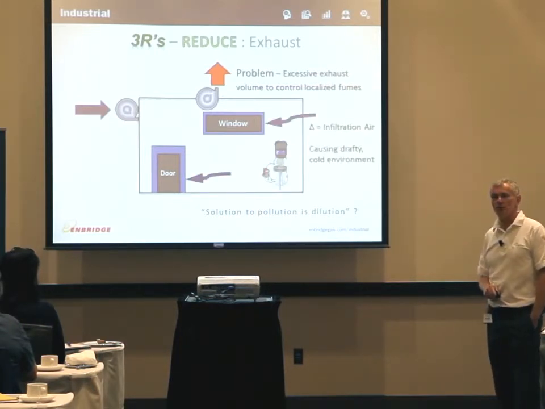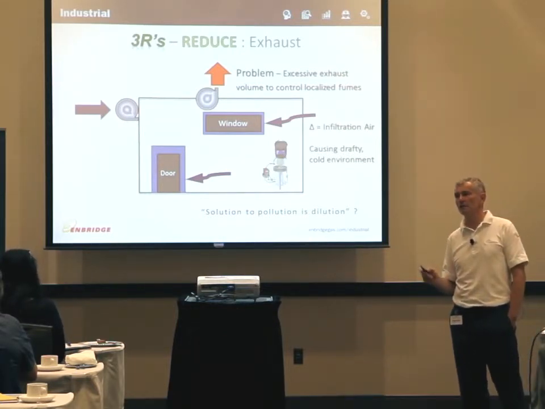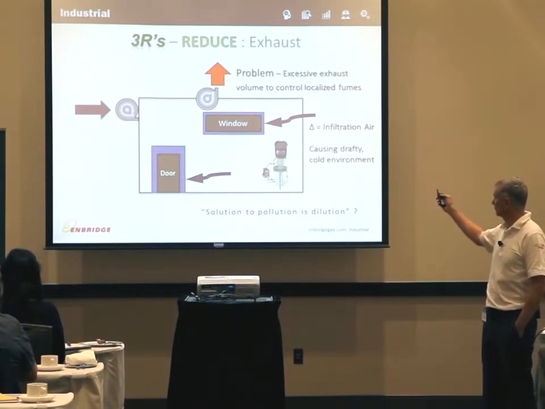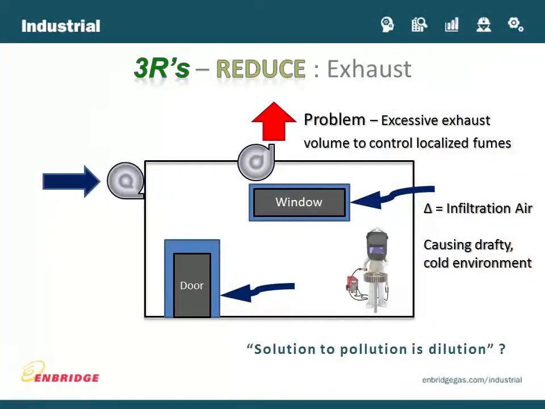Well, what happens when you have more exhaust than you have makeup air? Air has to come out of somewhere. None of our facilities are hermetically sealed. So air has to come out of somewhere. It comes through the windows, open shipping doors. How many of you have heard people at the shipping area complaining, I'm cold, it's drafty here? Well, it's drafty because you have too much exhaust, right?